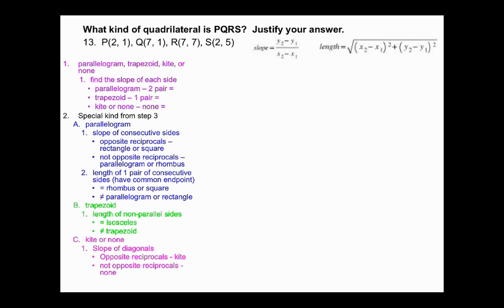So we start with our first set of notes, and we're going to do the slope of each side. So PQ is going to have a slope of 1 minus 1 over 7 minus 2 to get 0 over 5, which is 0. Side QR, x2 minus x1 over y2 minus y1 is going to give us 6 over 0, which is undefined.